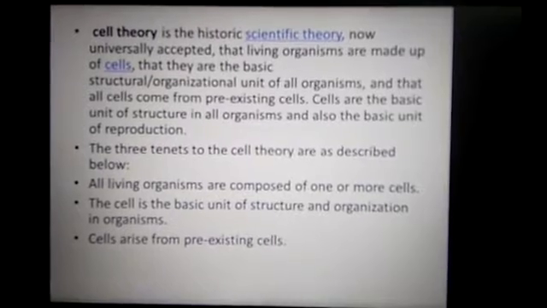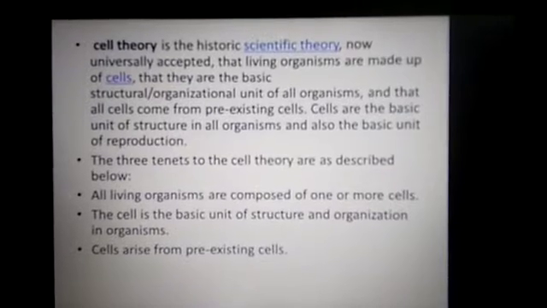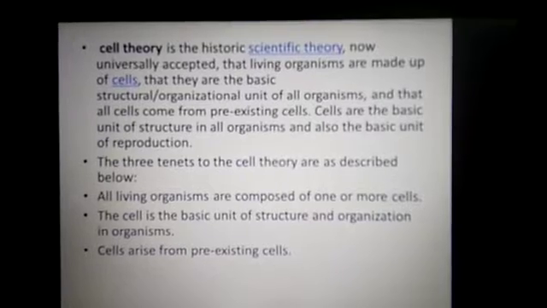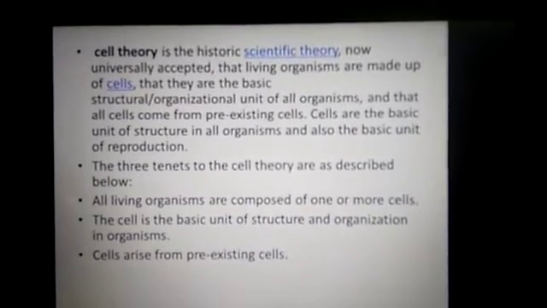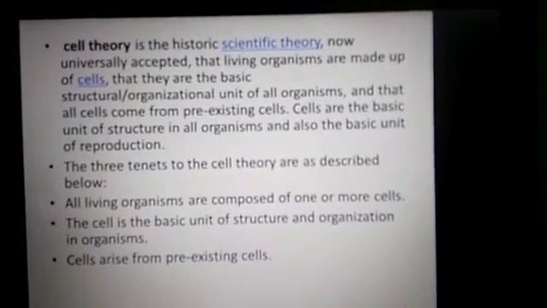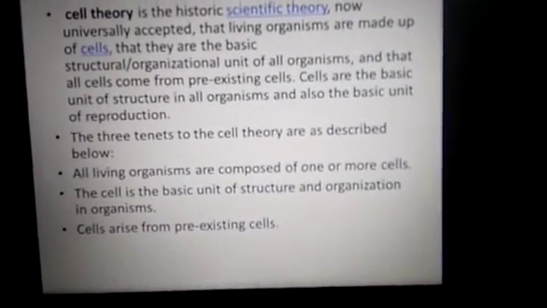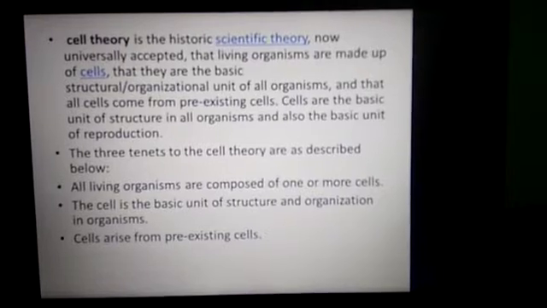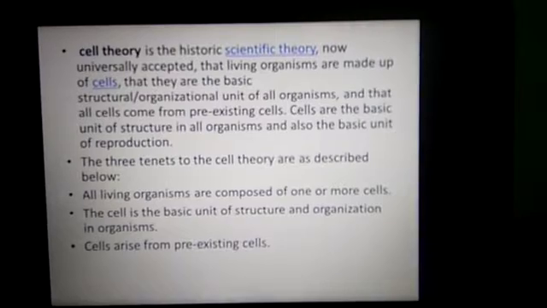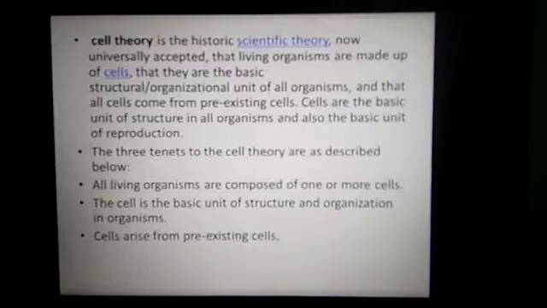The cell is the smallest unit of structure of all living things. The cell is the unit of function of all living things. And all cells arise from pre-existing cells. It is universally accepted that living organisms are made up of cells, and they are the basic structural and organizational unit of all organisms, and that all cells came from pre-existing cells. These are the three tenets of cell theory as we discussed now.